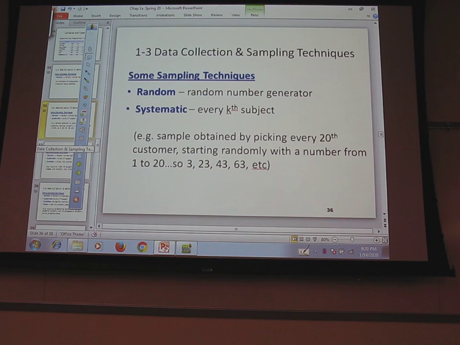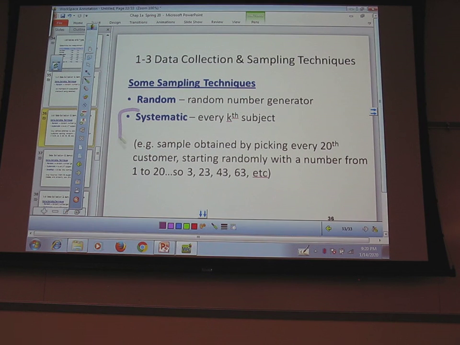And let's talk about systematic. Systematic means every kth subject. For example, a sample obtained by picking every 20th customer, starting randomly with a number from 1 to 20. So 3, 23, 43, 63, etc.